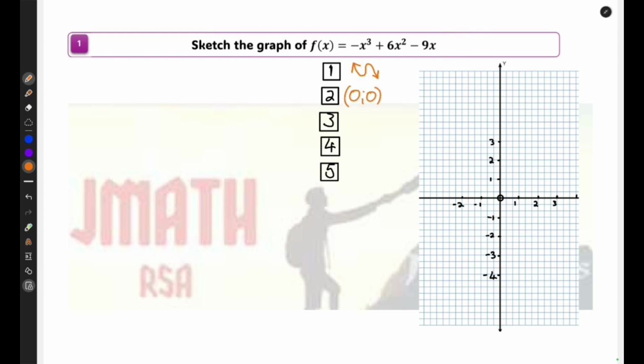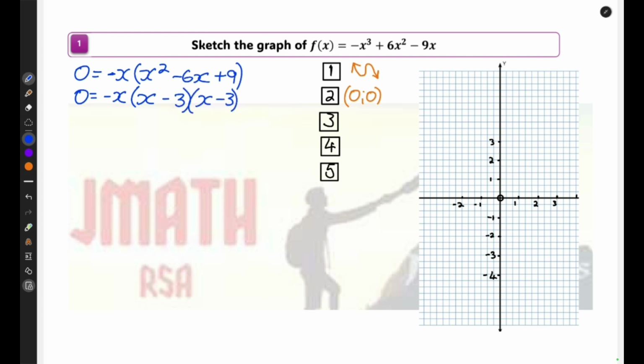Now I am looking for x-intercepts. To get an x-intercept, make y equal to 0 and factorize. I can see in this equation I can take out x as a common factor, so I'm actually going to take out minus x as a common factor. So x squared minus 6x plus 9. Lucky for me, this is an easy factorization sum. I don't need any of the big methods. I can just factorize this trinomial and say this is (x minus 3)(x minus 3).